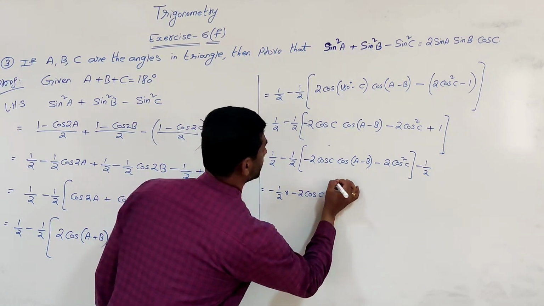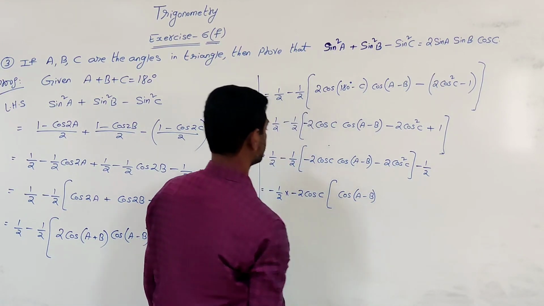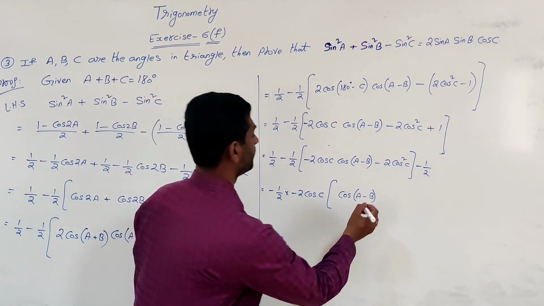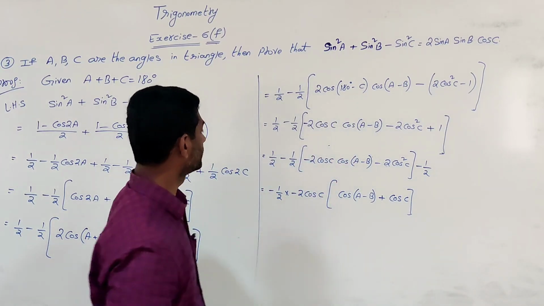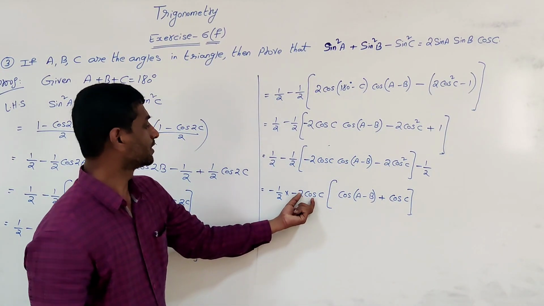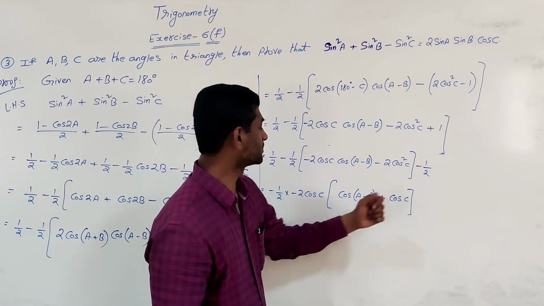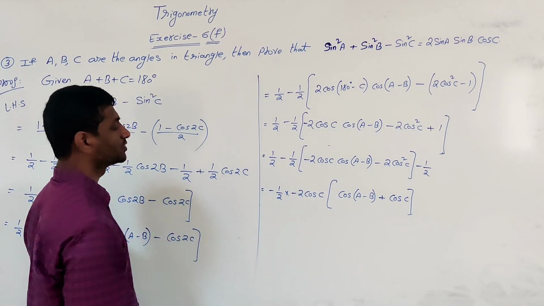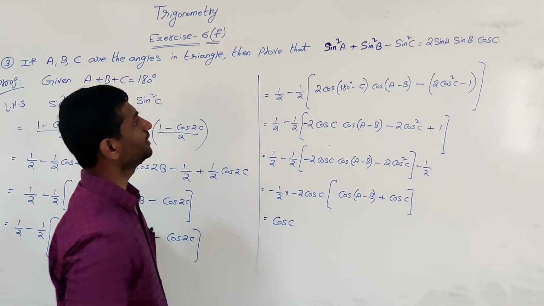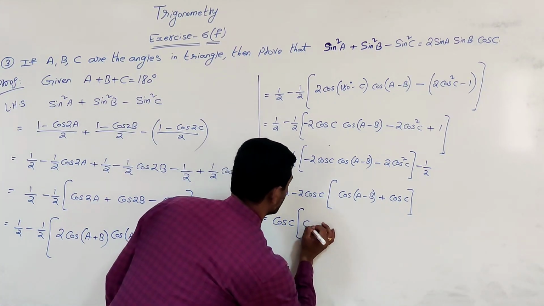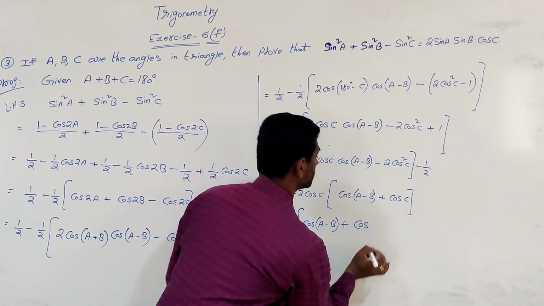If you take out, it will be cos of A minus B plus cos C. We have taken minus 2 cos C out as a common term, and the terms left over are cos of A minus B plus cos C. So minus 1 by 2 into minus 2 becomes plus, so it will be cos C times cos of A minus B plus cos C.